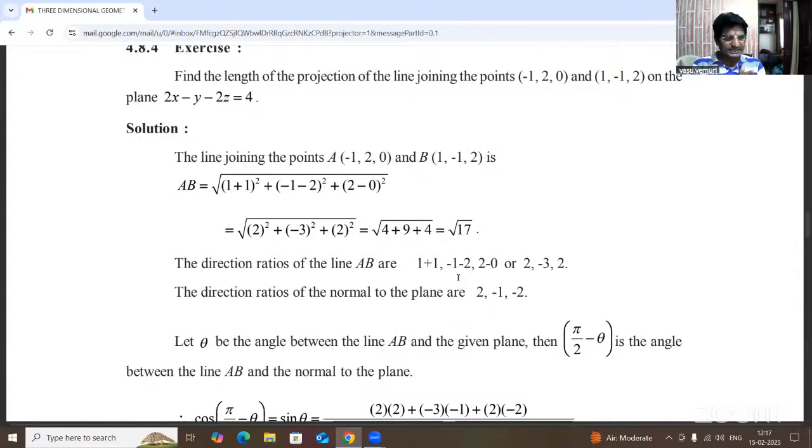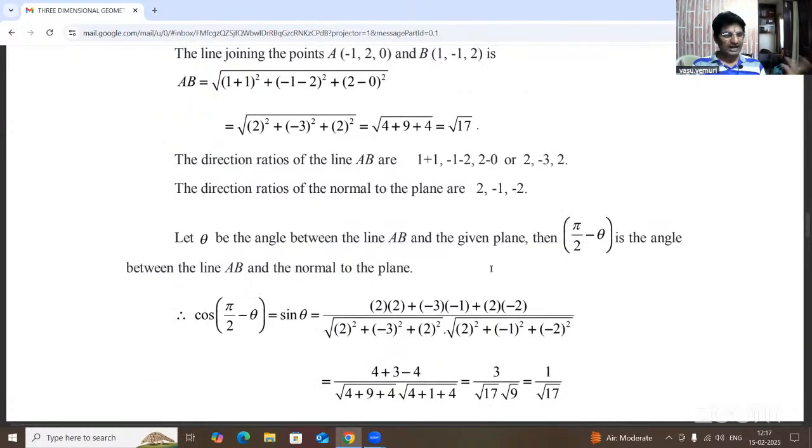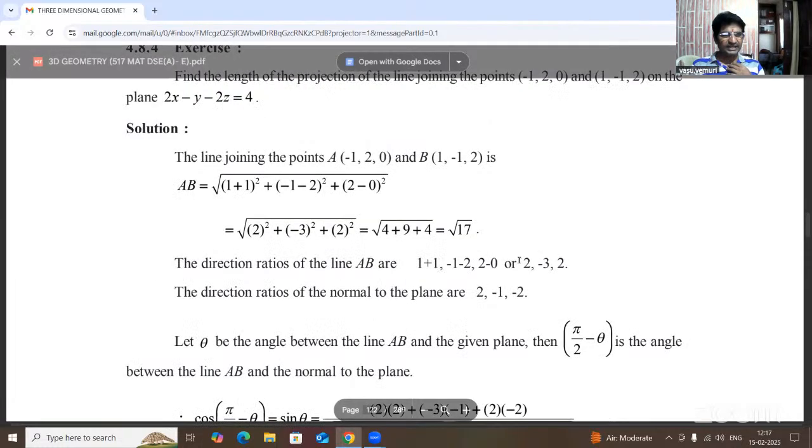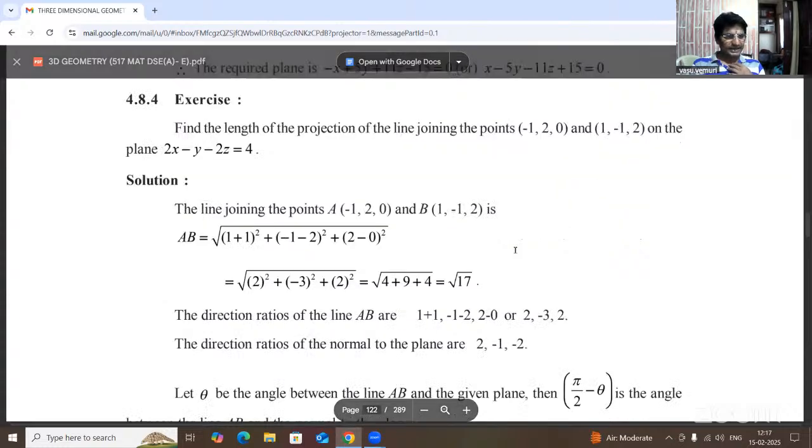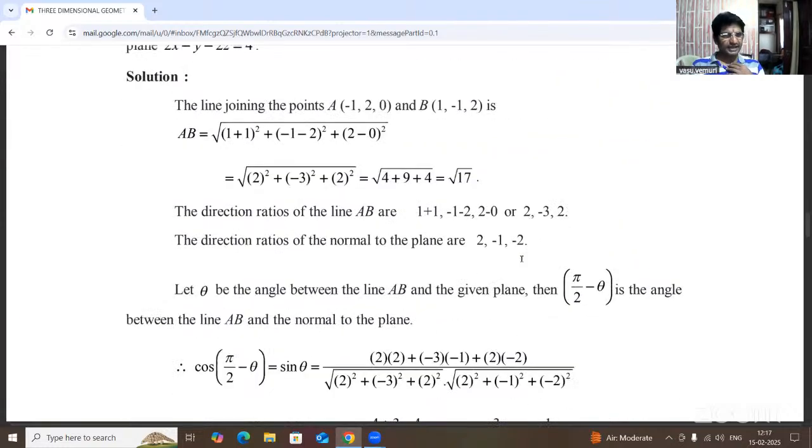Again, what are the drs of the line AB? They are x2 minus x1, y2 minus y1, z2 minus z1, that is 2, -3, 2. The drs of the normal to the plane are 2, -1, -2. Theta is the angle between the line AB and the plane, which is pi by 2 minus theta. So sin theta equals plus or minus the dot product of the drs, 2, -1, -2 with 2, -3, 2, the drs of the line AB.